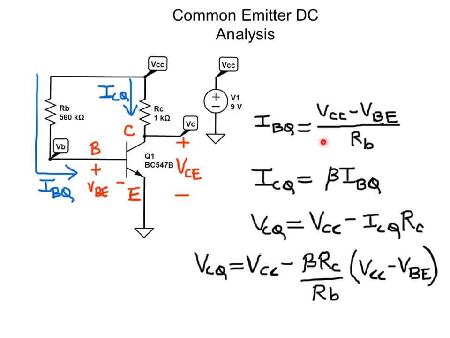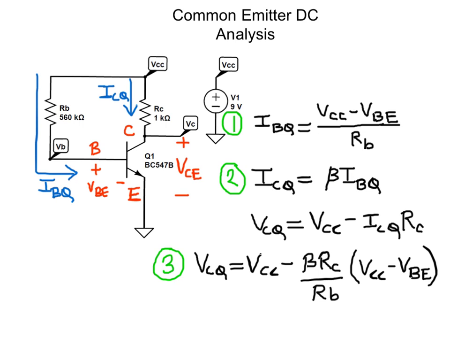If we substitute the expression for the quiescent base current into this equation, and then we substitute this equation in this equation, we can derive the equation for the quiescent collector voltage as a function of beta. Let's number the equations 1, 2, and 3. We notice that equations 2 and 3 both have a beta term in the right hand side. That is, the collector current and the collector voltage are both affected by the common emitter current gain beta.